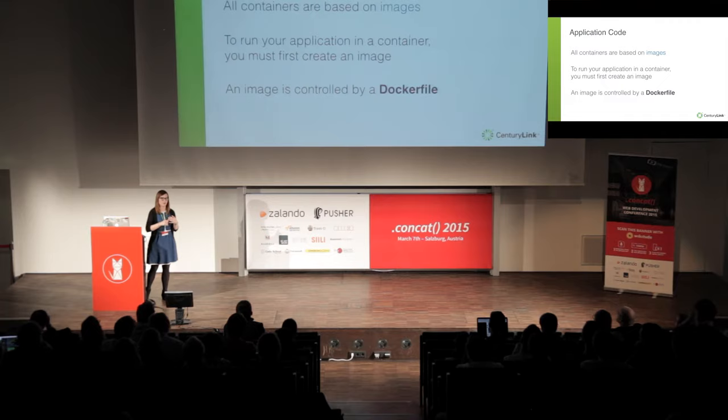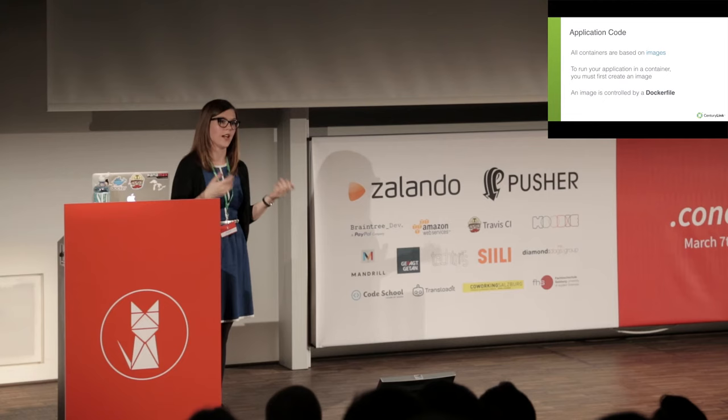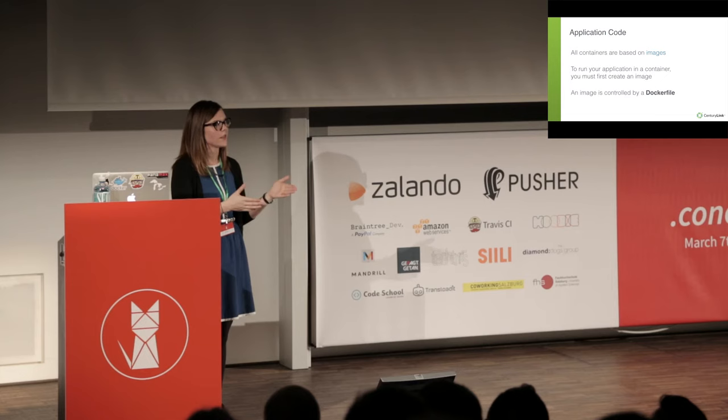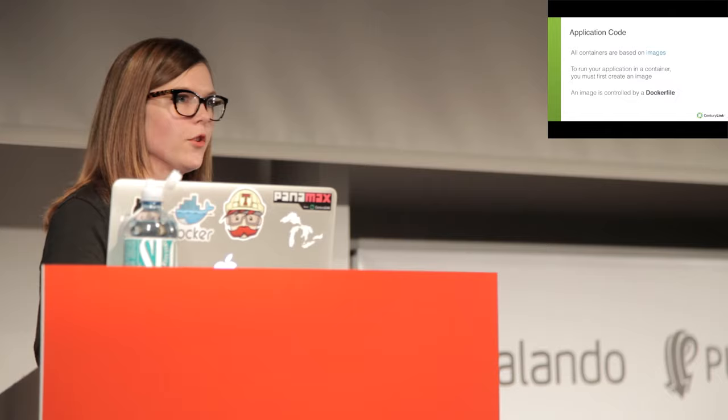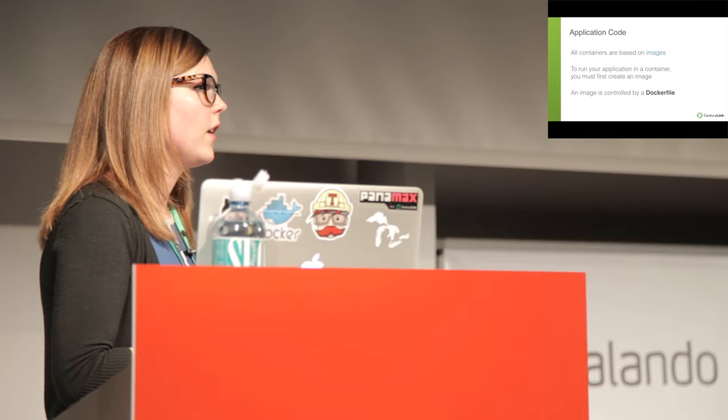If you think of an image as the class and a container as an instantiation of that class, that's a good analogy to help you understand the relationship between image and container. You can't have a container unless you have an image. The application code that you're going to run needs to be packaged into an image in order to be run inside of a container, just like you would package it up to deploy it inside a virtual machine, kind of the same process here. Every image is controlled by a thing called a Dockerfile.